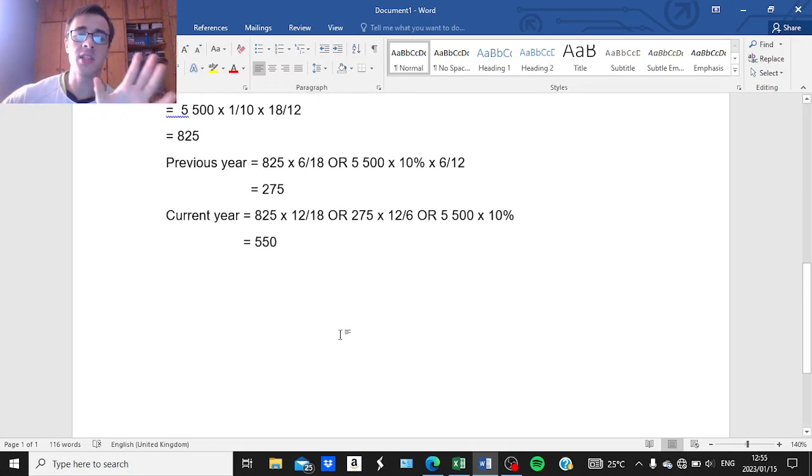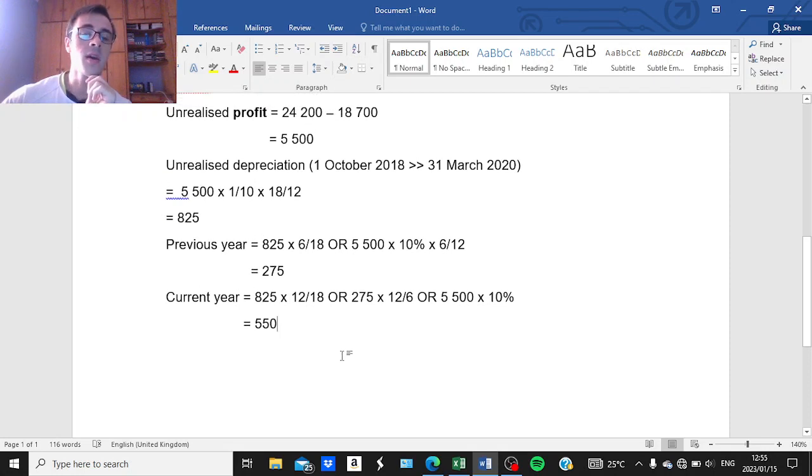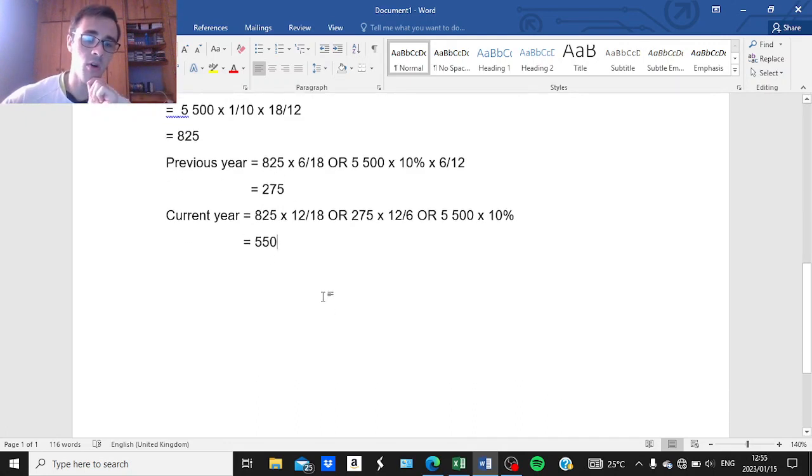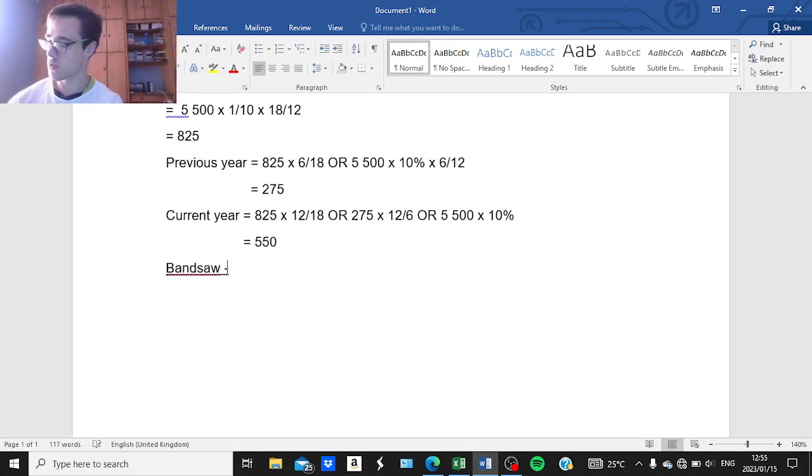Okay, because an unrealized profit was made on both of them, the journal entry for eliminating the unrealized profit as well as the associated depreciation will be the same for both kinds of equipment. So the bandsaw, 420Y.